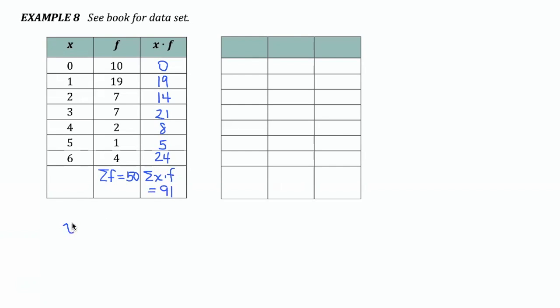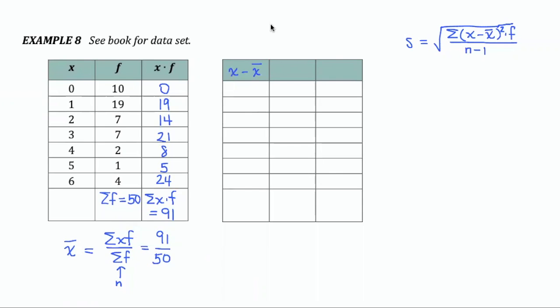As we've seen before, the sample mean for a frequency distribution is the sum of those products divided by the sum of the frequencies, which is also known as our little n. So this is 91 divided by 50. I get 1.82. And it's preferable not to round that at this point. You, again, hold off rounding until the end of the problem so that you don't introduce errors.